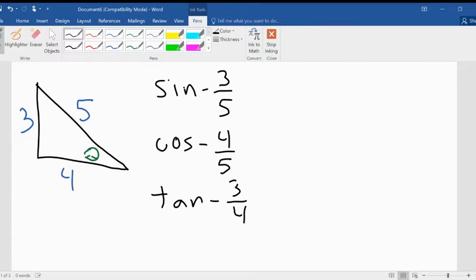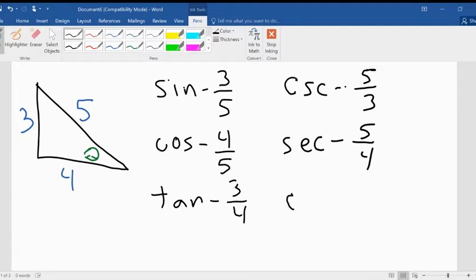And then to get our other three, all we do is just flip these. So cosecant, just flip it, it'll be 5 over 3. Secant would be 5 over 4. And then cotangent would be 4 over 3.